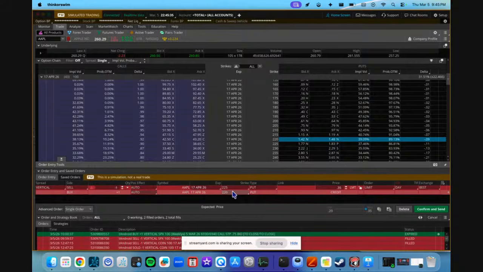So what I personally do is I make an alert price on these slightly above the sold put. So 225, I would set an alert around 229, 230. If it touches that alert, I just get out of the trade.